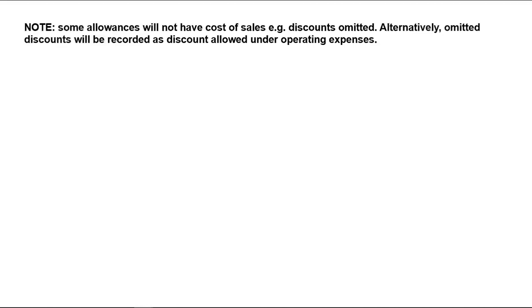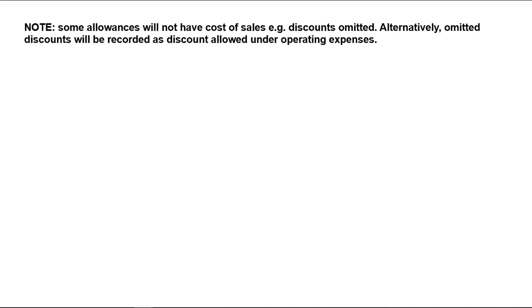Now note this. Some allowances will not have cost of sales, for example discounts omitted. Omitted discounts will be recorded at discount allowed in the operating expenses. I think I've explained that.